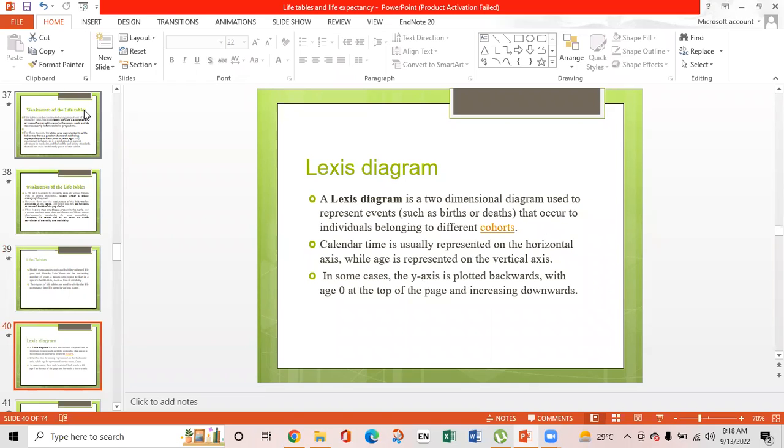Lexis diagram. A Lexis diagram is a two-dimensional diagram that is used to represent events such as birth or death that occur to individuals belonging to different cohorts. Calendar time is usually represented on the horizontal axis, while age is represented on the vertical axis. In some cases, the y-axis is plotted backwards with age 0 at the top of the page and increasing downwards.